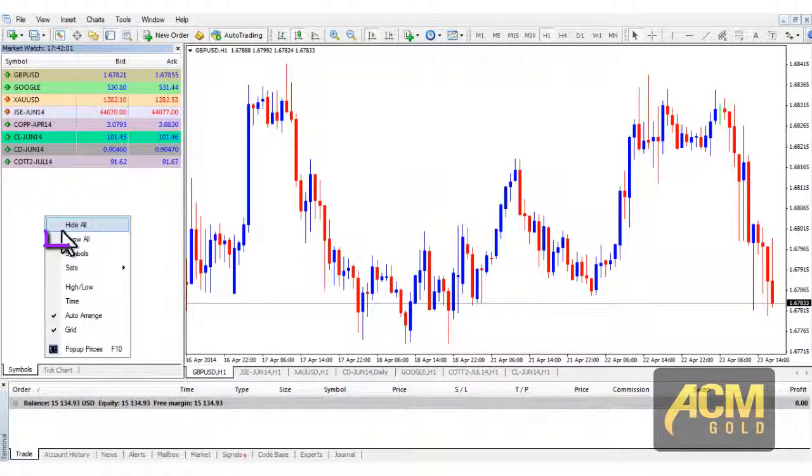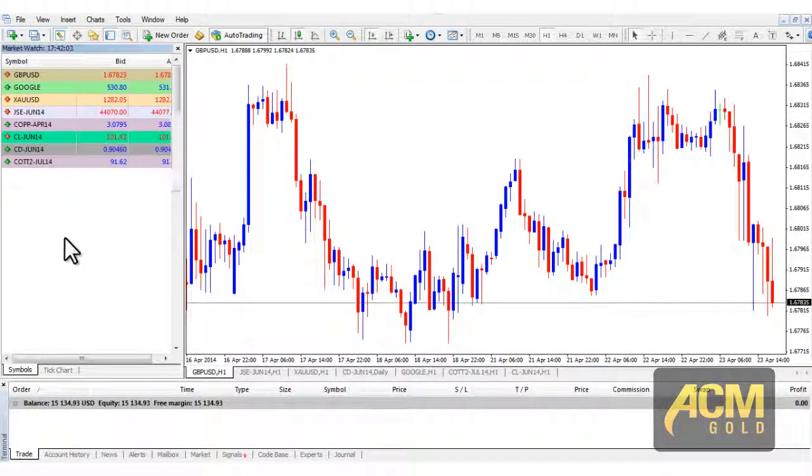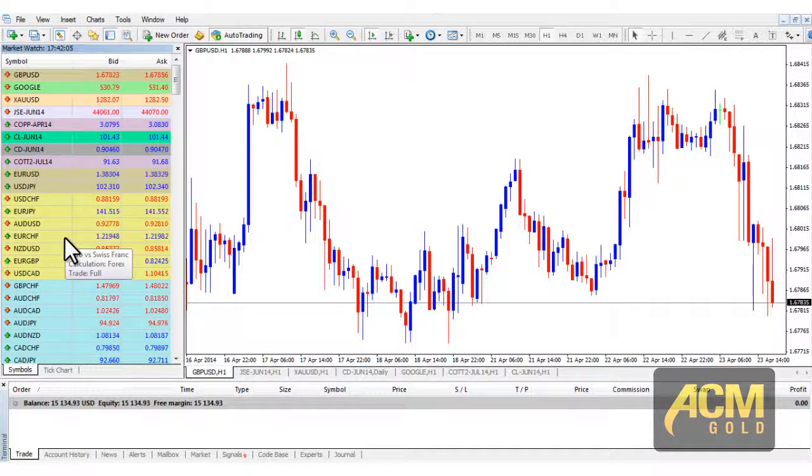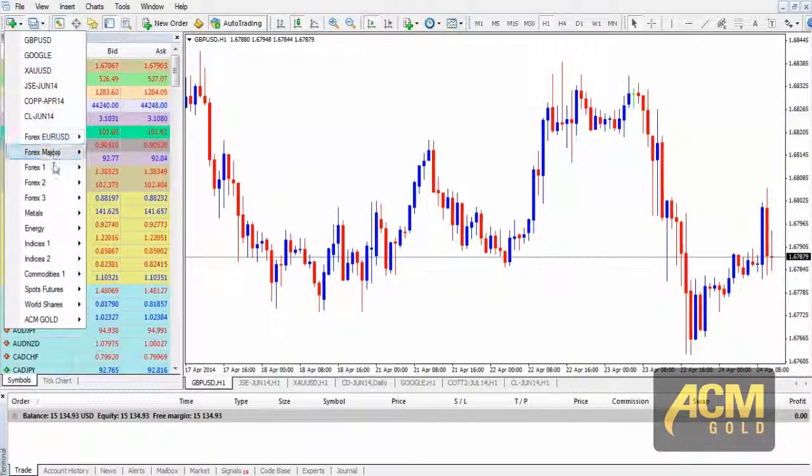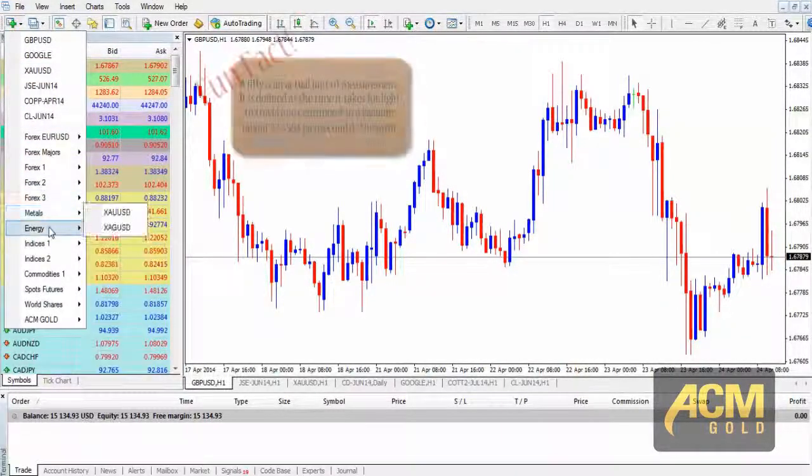Just in case your Market Watch is not showing all of the instruments on offer, right-click and opt for Show All, and all available instruments will appear in the list. Now, this list is long and full of abbreviations. For you to find symbols easily, use the new chart drop-down menu that shows you categorized instruments so you can find what you're looking for in a jiffy.